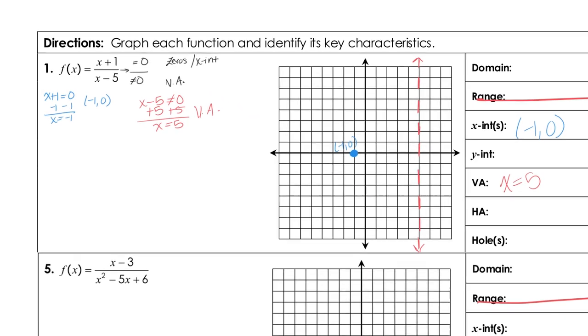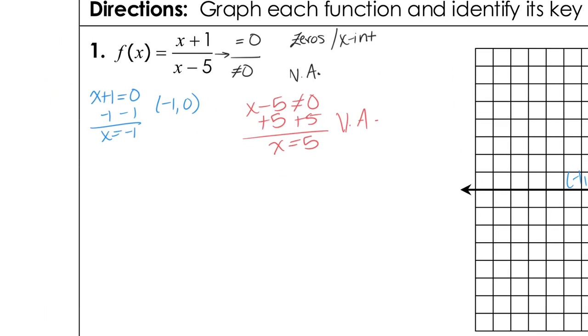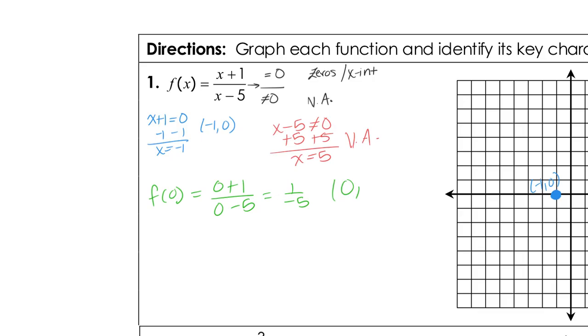So kind of moving through some of these key features, I'm asked to find my y-intercept. Y-intercepts occur right here on the y-axis, and at that value, your x-coordinate will always be 0. So what that allows us to do is evaluate our function and say, okay, well, what if my x was 0? Then everywhere I see an x, I put a 0, and just number crunch it out. So I have a y-intercept at the ordered pair (0, -1/5).